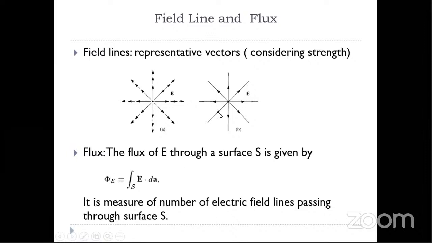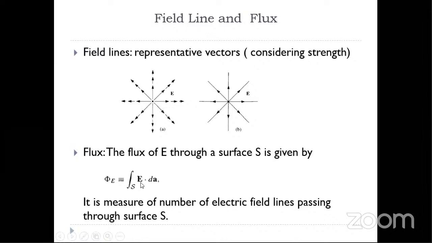Let us go to this particular figure. If I consider area close, density of flux is more, electric field will be more. If I take the same area very much away, density of flux, that is number of lines of force passing through unit area, is less, and electric field will be feeble, that is low electric field.